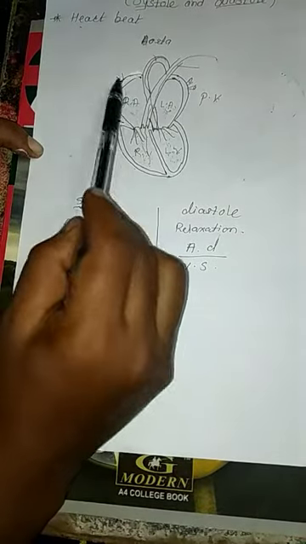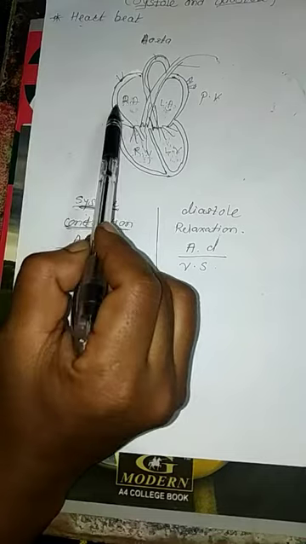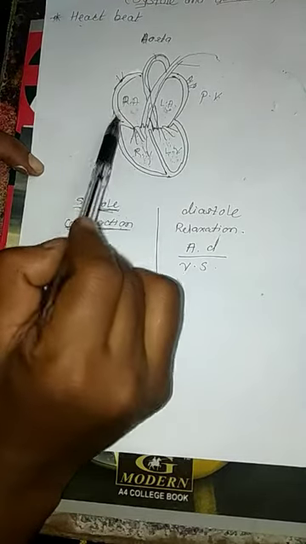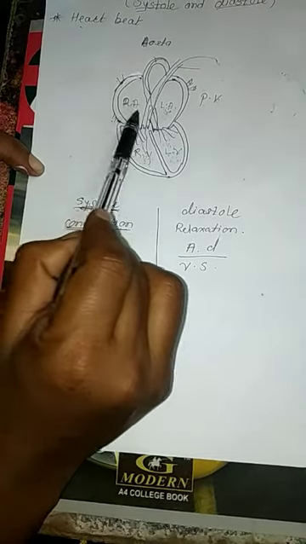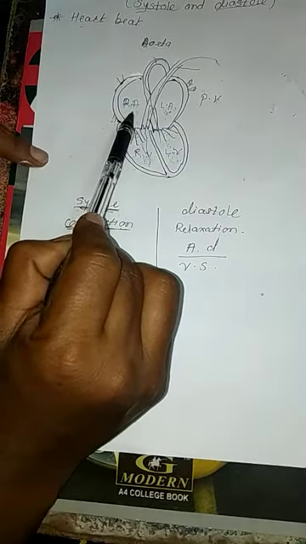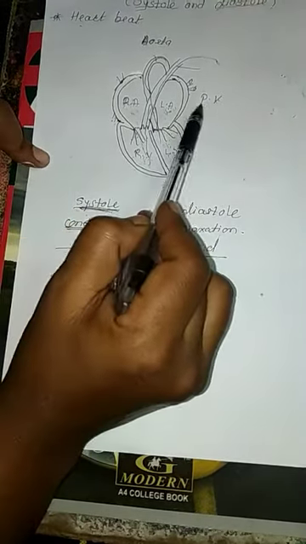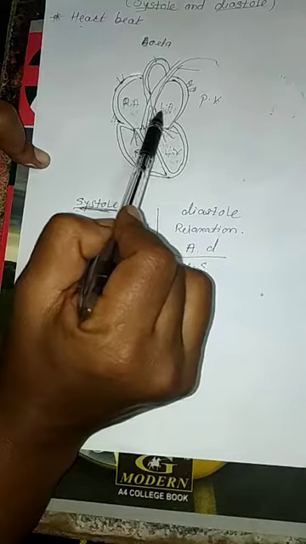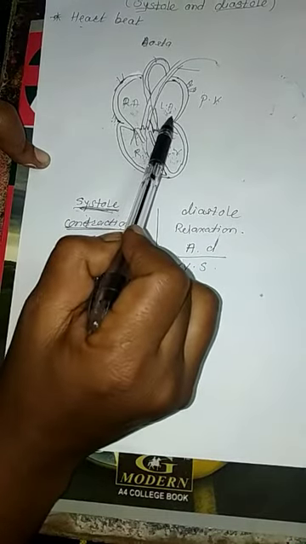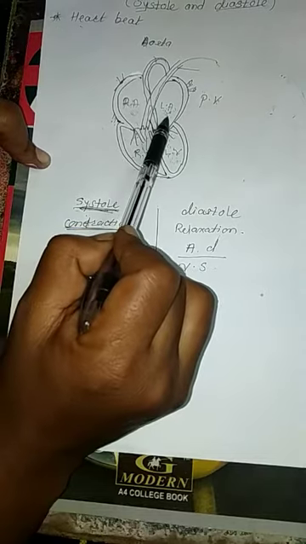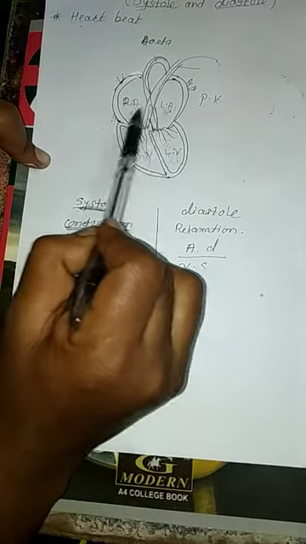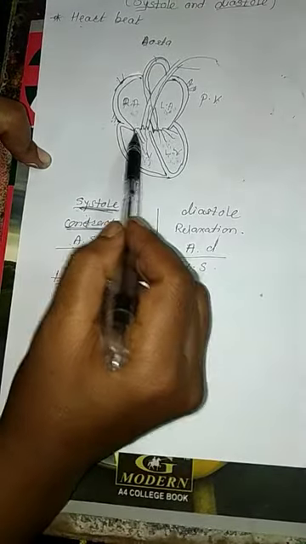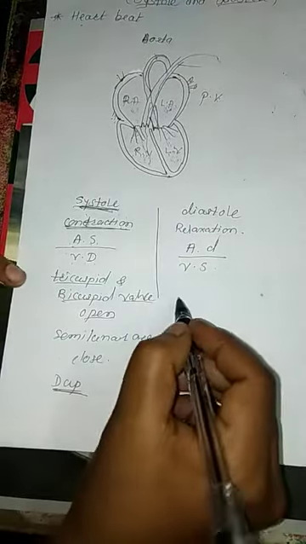Both are relaxed and filled with blood. The right auricle is filled with deoxygenated blood, which the superior vena cava and inferior vena cava bring and pour into the right auricle. Filled with blood means it is the diastolic phase. The pulmonary vein brings oxygenated blood from the lungs and pours it into the left auricle. Both are filled with blood in the diastolic phase. Diastole means relaxation. When both are filled with blood, the tricuspid and bicuspid valves are closed.